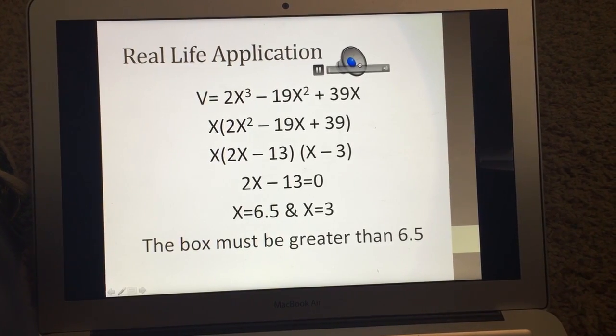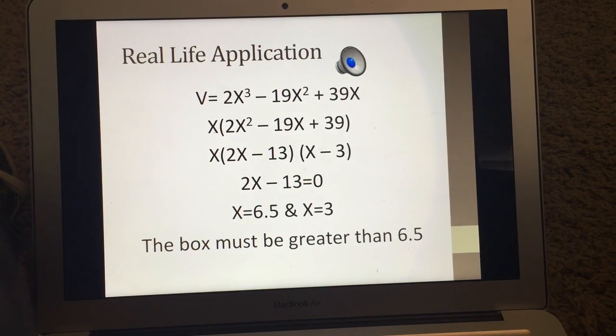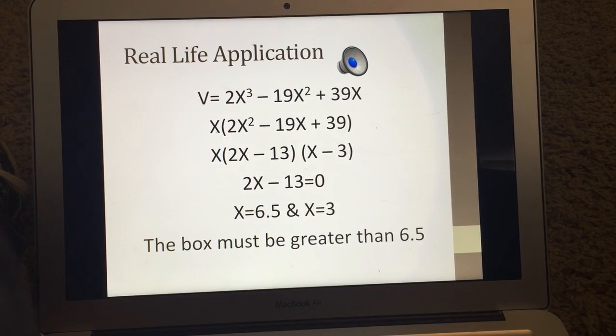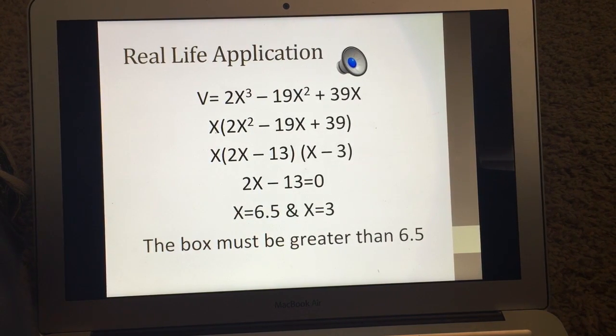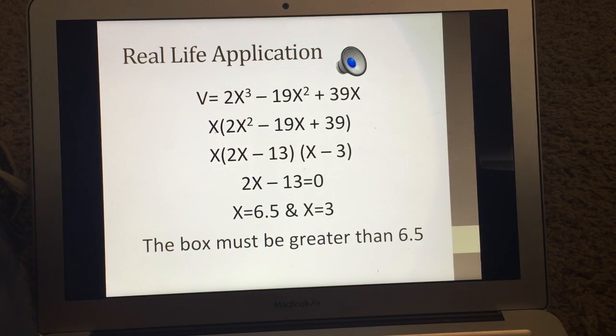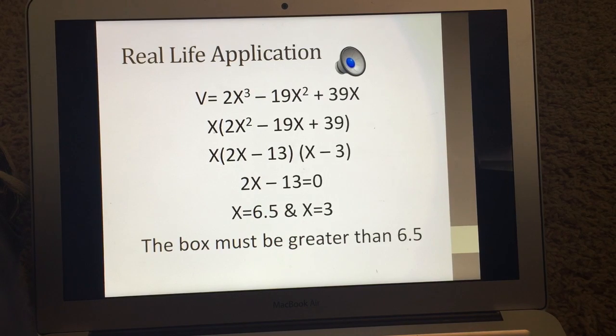So they give you the equation 2x cubed minus 19x squared plus 39x. So you just want to factor out the common factor, which is x. So you get x times 2x squared minus 19x plus 39. And you just want to factor what's in parentheses, so that factors out to 2x minus 13 and x minus 3.